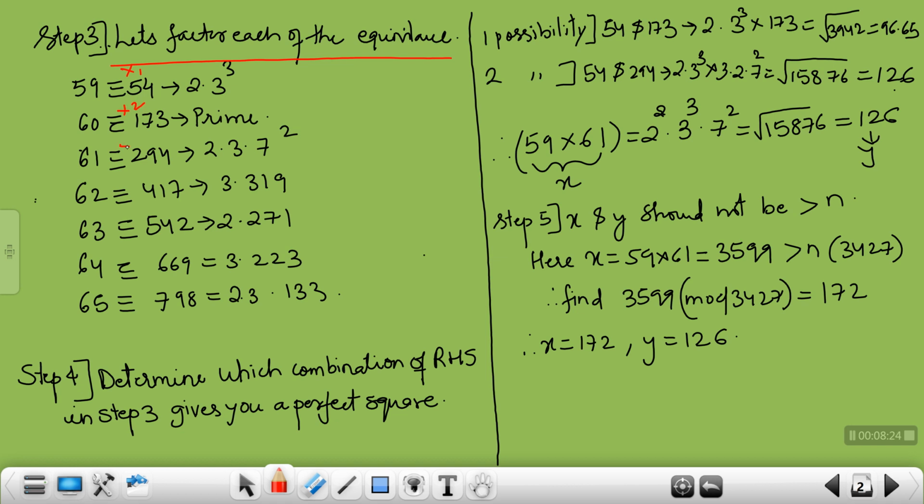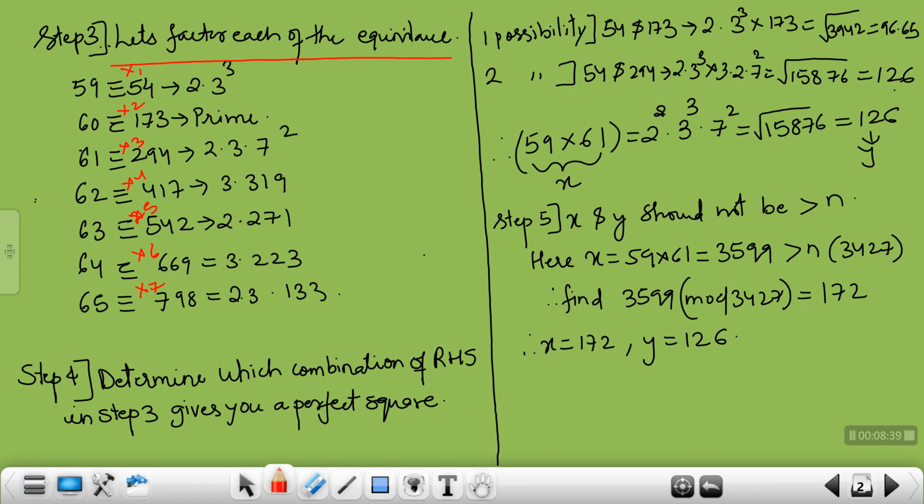This is nothing but the value of x2, this is the value of x3, this is the value of x4, this is the value of x5, this is x6 or x7. So I will find out the factors of x1, x2, x3, x4, x5, x6, x7.